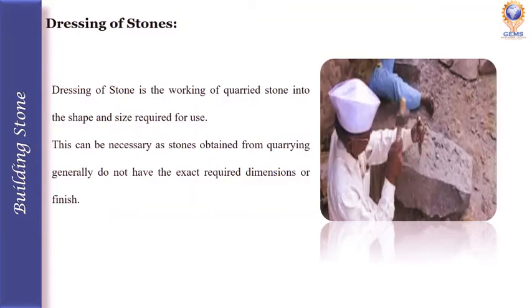Next heading is dressing of stones. This dressing of stones is required because the stones we are getting from the quarry do not have the exact required dimension, or the exact required finishes. So the dressing of stone is the process of working on the quarried stone to make them in the required shape and the required sizes for the usage.